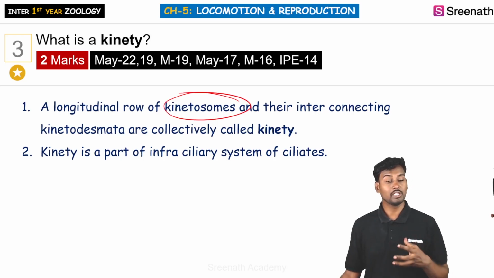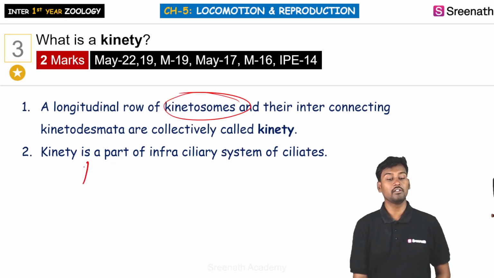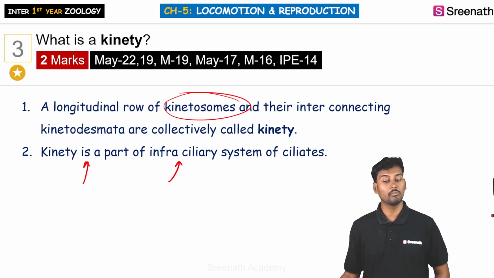So kinetosomes are nothing but long row like structures which are embedded within the body. They are the ones which are generally interconnecting the kinetodesmata, and kinety is a part of the infraciliary system of the ciliates.